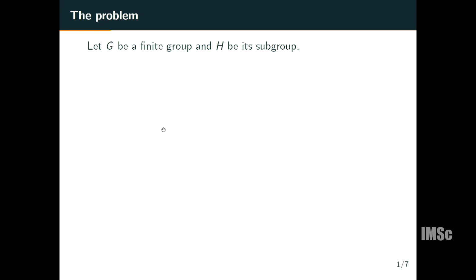So let's start with a finite group G and H its subgroup. By a finite group G, I mean a finite non-empty set with a binary operation which satisfies four properties, namely closure, associativity, existence of identity, and existence of inverse. And H is its subgroup, meaning H also satisfies the same, with the binary operation being the restriction of the binary operation of G to H.